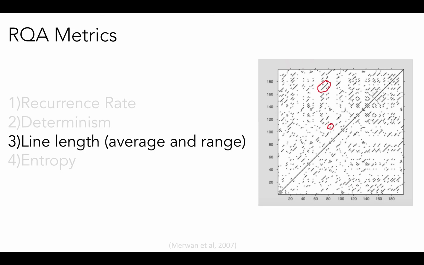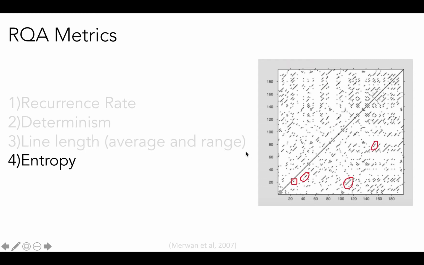The third one is line length, the average line length, and the average or total range. The average line length tells us basically the determinism of the state: what is the most likely time that, if the system returns to a specific state, it's going to be there? And the range tells us the lowest amount of time it returns to that state and the highest amount of time. And here you have an example of a pretty large one and a smaller one here.